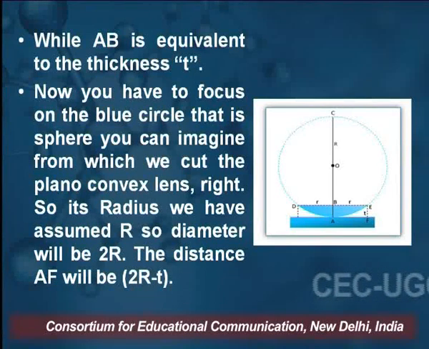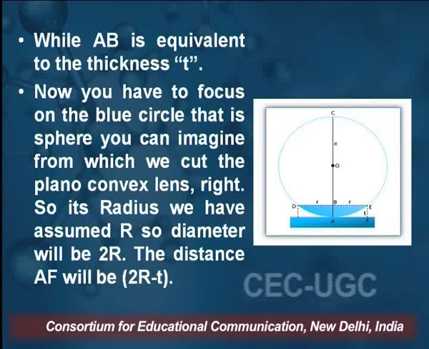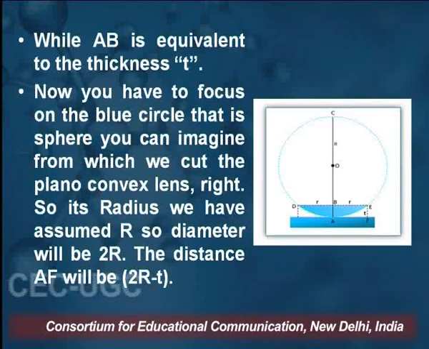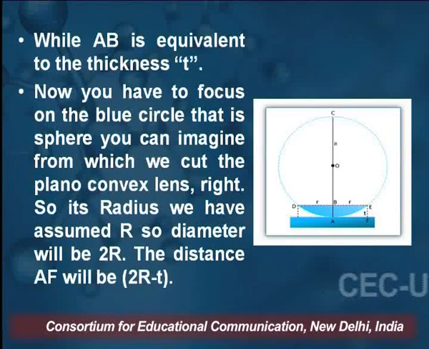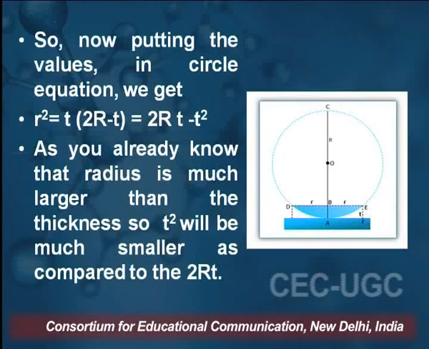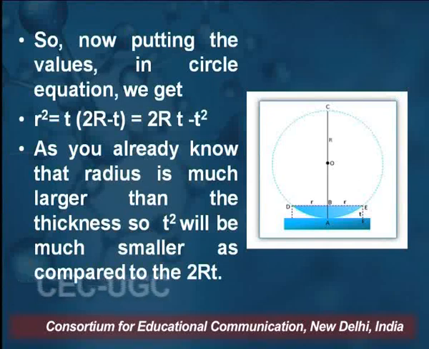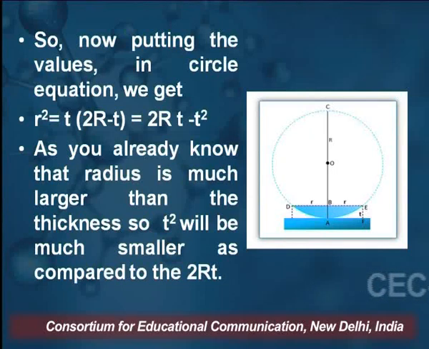Now we have to focus on the blue circle, that sphere. We can imagine that we cut this plano-convex lens, and the radius we assume is capital R, so the diameter will be 2R. The radius of the circle is R and the diameter is 2R. So the distance AF will be 2R minus t. Now we put this value in the circle equation. The left-hand side, both are equal to r.